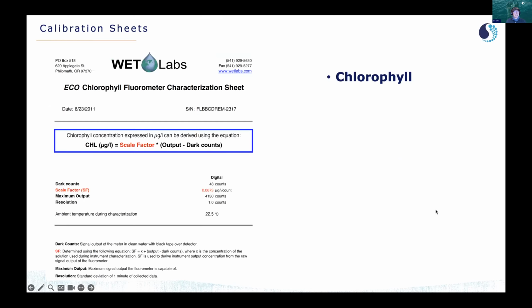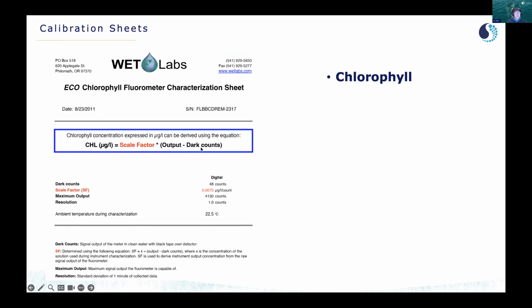So let's take a look at some calibration sheets. The calibration sheets essentially tell us what that scale factor is. And again, that scale factor can be traced back to a primary reference, but that's the slope of that line that we were just talking about. That's the number you use in this equation.